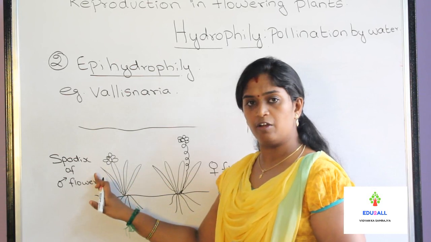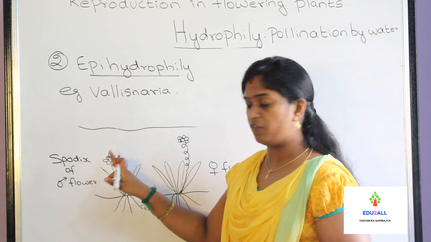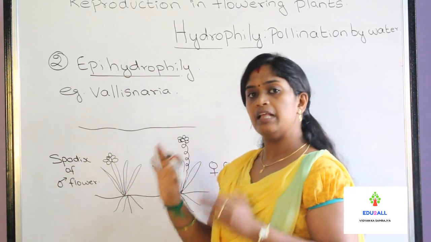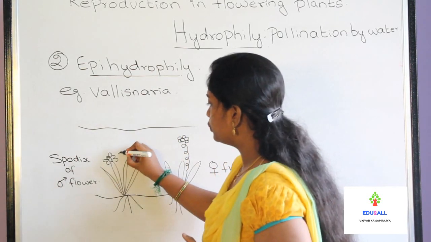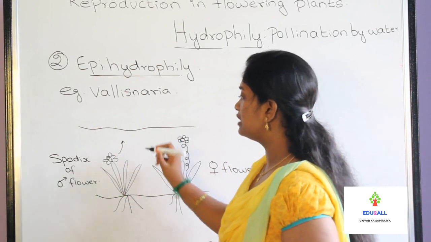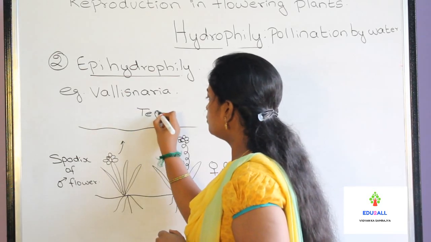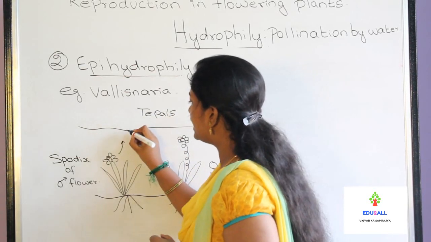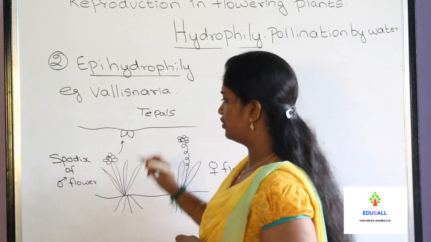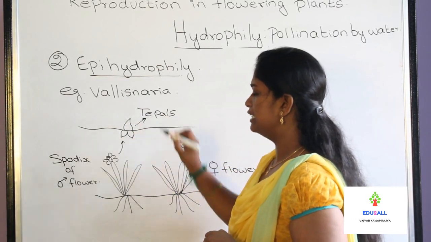So this is the male plant and this is the female plant. And this is a cluster of male flowers, called the spadix of the male flower. Once the flower is matured, it is released to the surface. Now it moves to the surface. Once it moves to the surface, it opens up to produce tepals. So we have 3 tepals, 2 inside the water surface, 1 above the water surface. Now these are called tepals.